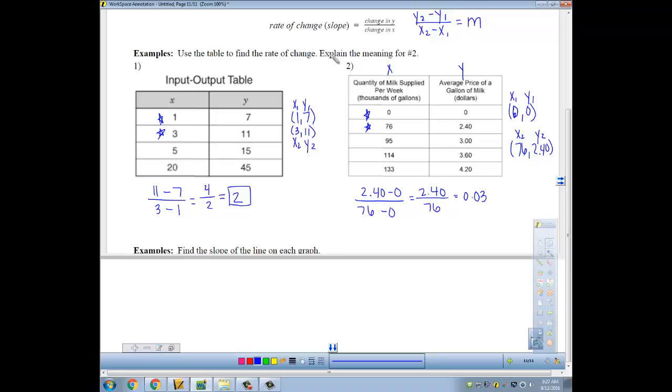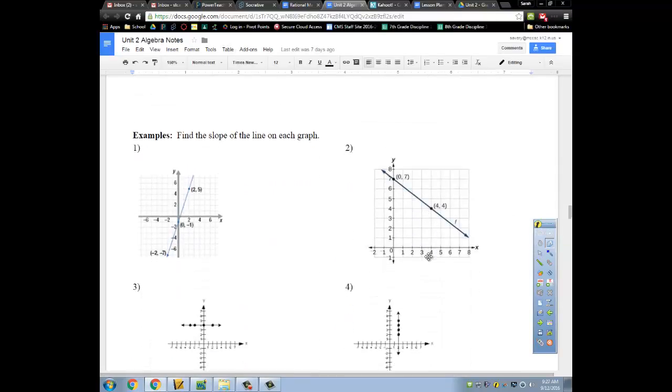So in the instructions it says explain the meaning for number 2. That just means it's going to be 3 cents per gallon. So that's all it means, 3 cents per gallon. Okay, going on to the next set of examples.